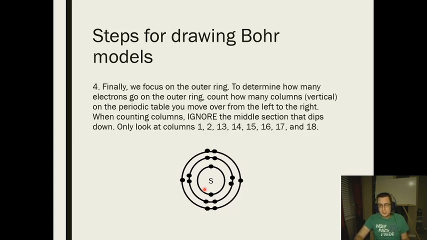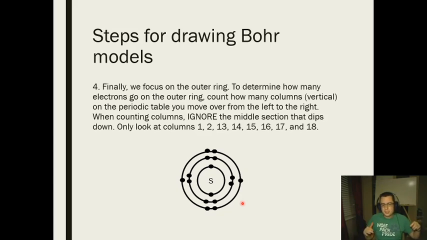So that outer ring then, the way we figure out how many electrons go here is just simply by looking at the periodic table, and we're going to count columns over, so vertically over. You just go from left to right and count how many columns over it is. However, one of the big important things that you need to make sure you do is you're going to ignore all of the area where the periodic table kind of drops down.